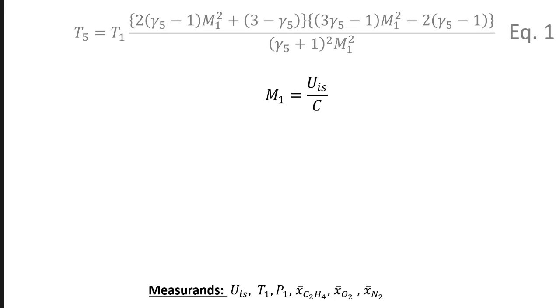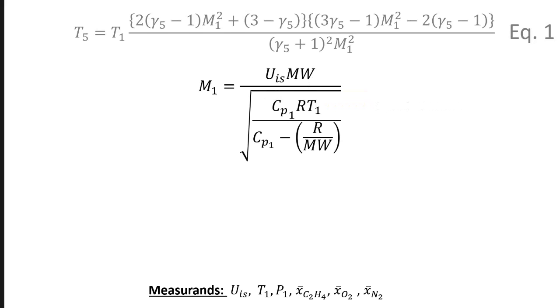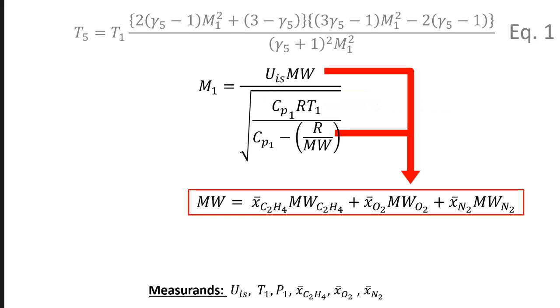Let's do Mach number first. Mach number is the incident shock velocity divided by the speed of sound. But the speed of sound is not a constant. It depends on the composition of the gas, the specific heats, and the temperature. Replacing C with those parameters gets us a little closer.